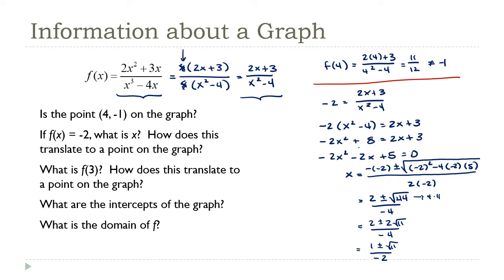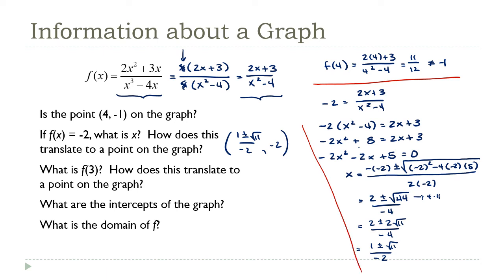Okay, not the prettiest answer I've ever seen, right? But that's okay, those are two perfectly good real numbers. So how does this translate to a point on the graph? The point is 1 plus or minus the square root of 11 over -2, comma -2. Those points must be on the graph. I'm going to have to erase some of this in a minute, but let's see if we can't just jump over here to the side for the next one.